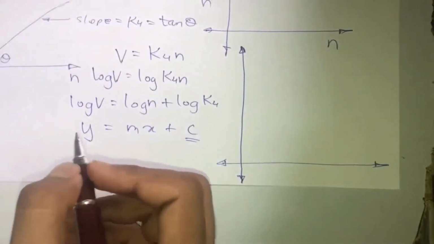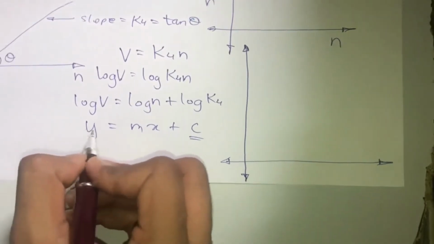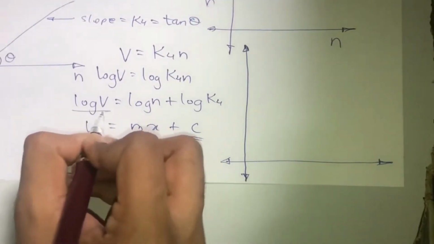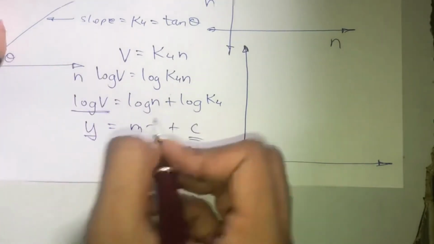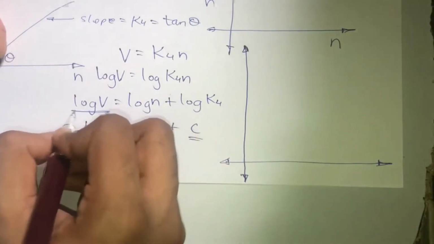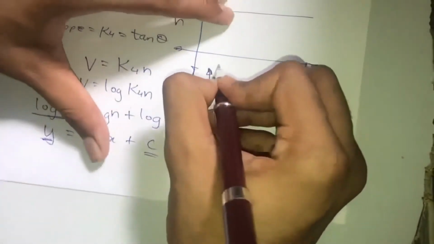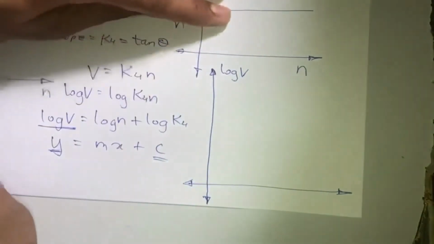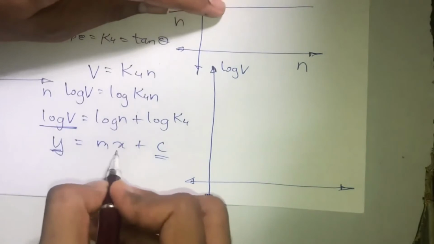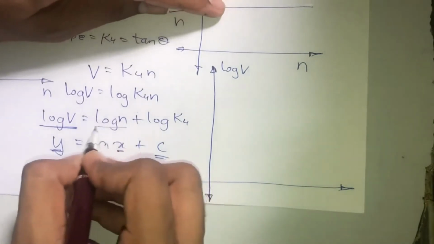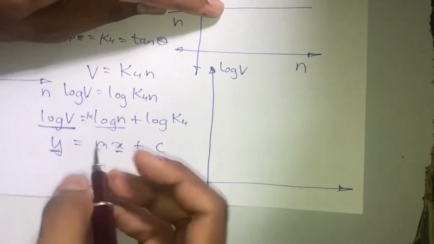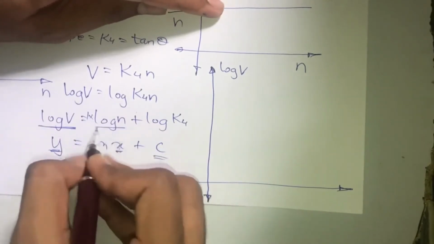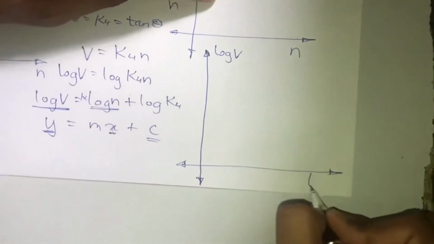And as we all know that here the variable on the y-axis is nothing but log v. We are comparing both these equations. So the variable on the y-axis is nothing but log v. Okay, and the variable on the x-axis is nothing but log n. Can I write this as 1 into log n? So the variable on the x-axis comes out to be log n.